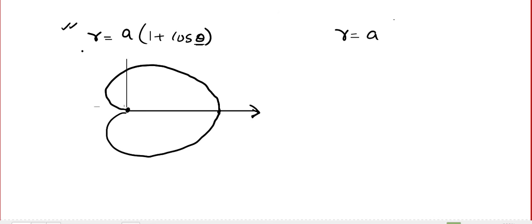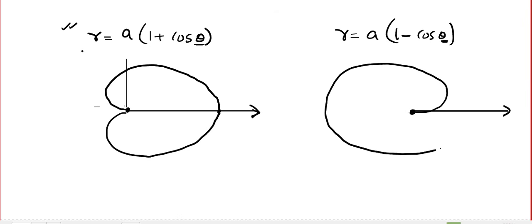r is equal to a into 1 minus cos theta. And this is also a cardioid. But here what happens is, when you plug in 0 degree, you get 0. And when you plug in 180 degree, you get 2a. So the cardioid goes symmetric in this manner. Okay, you can draw a little bit neatly.